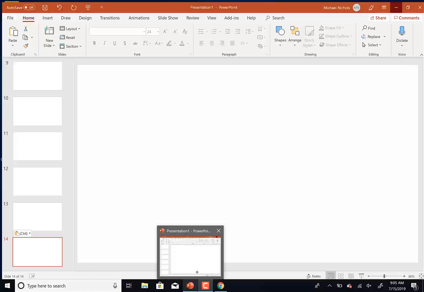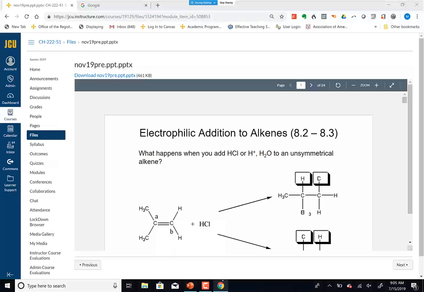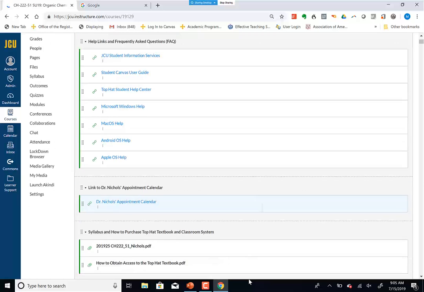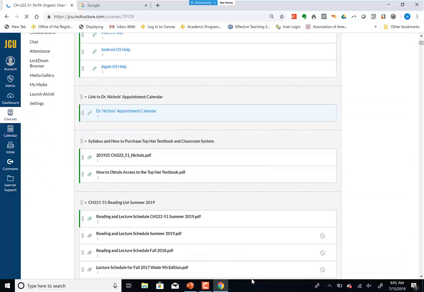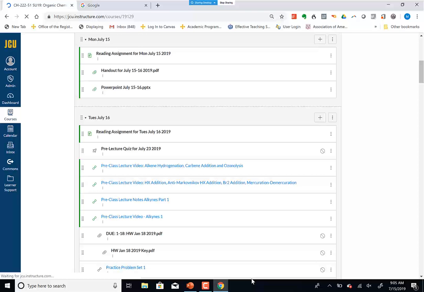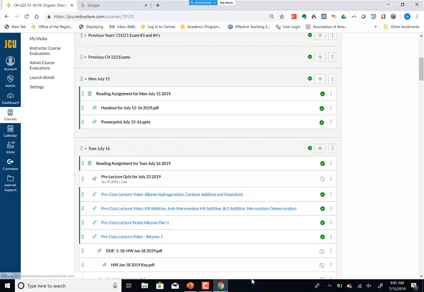What we're going to do in this class is, on the Canvas site, you will see that there's a lot of materials here. You can use the appointment scheduler to schedule an appointment. And then each day is going to have the reading assignment. So what I've done is I've given you the reading assignment for the Top Hat textbook broken down each day, along with the corresponding problems in the chapter, so that you can keep track of which problems you've done.